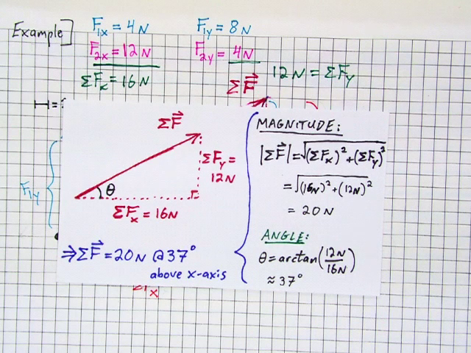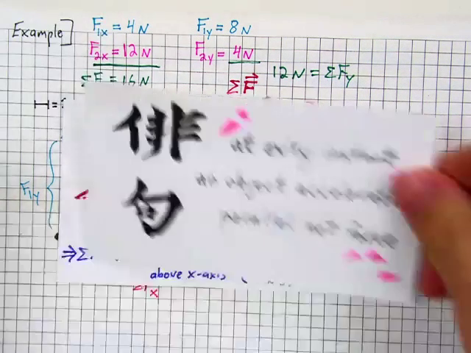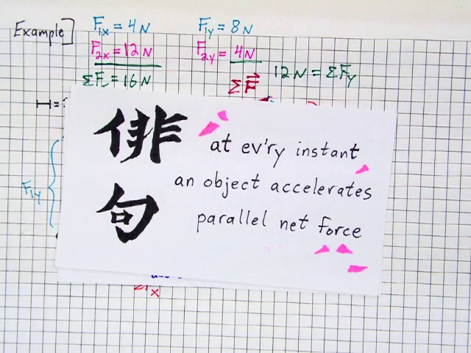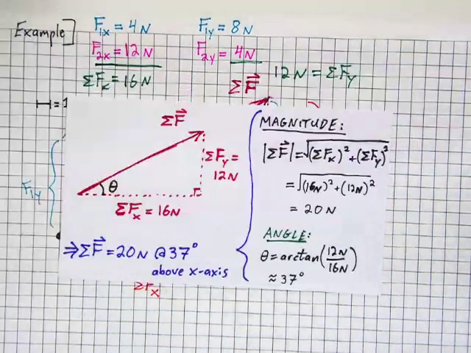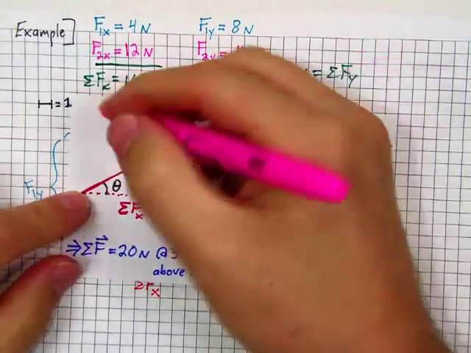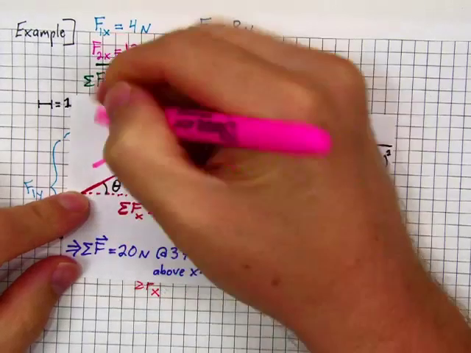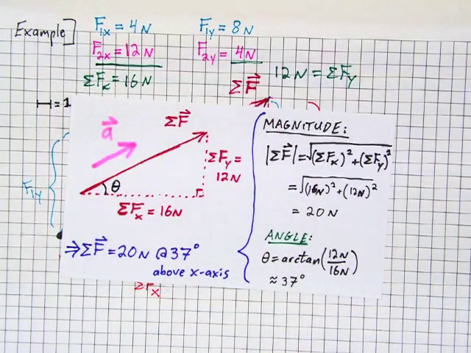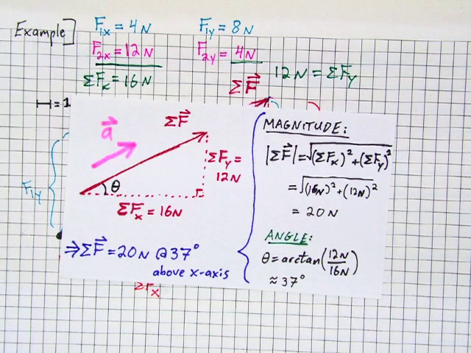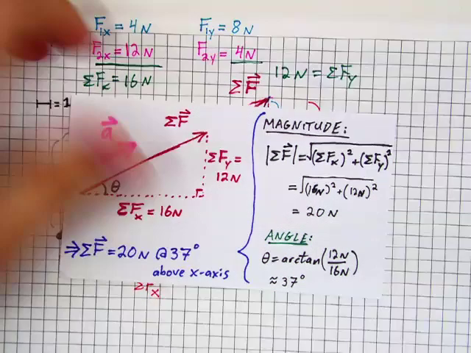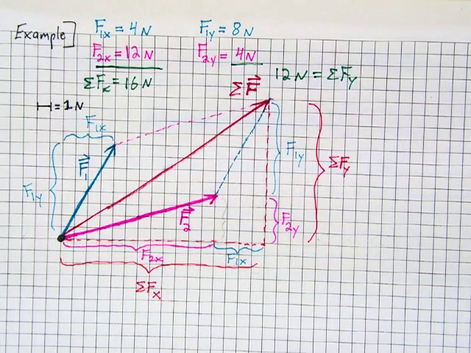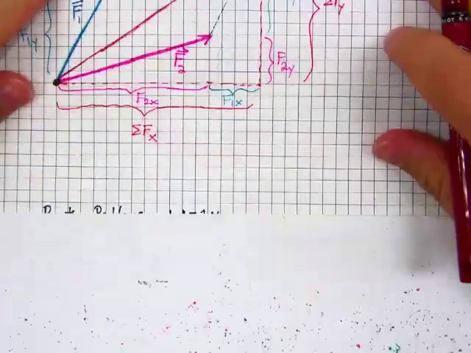And why, of course, do we care about that net force? Because at every instant, an object accelerates parallel to the net force. The acceleration of this object will be in that direction also at this instant, at about 37 degrees above the x-axis. There we go. That's the numerical method for adding vectors. Here's a couple practice problems for you to try.